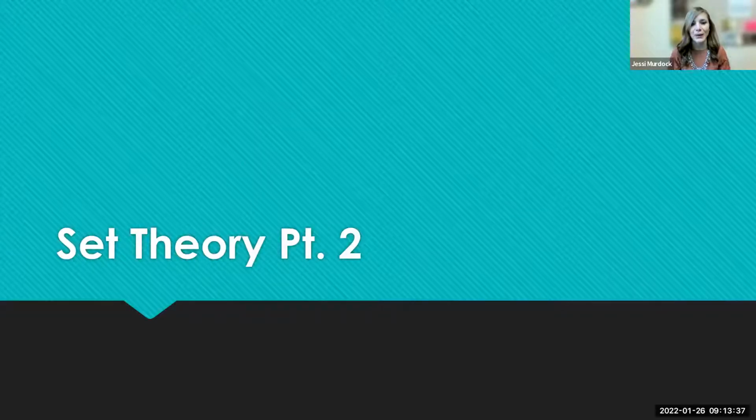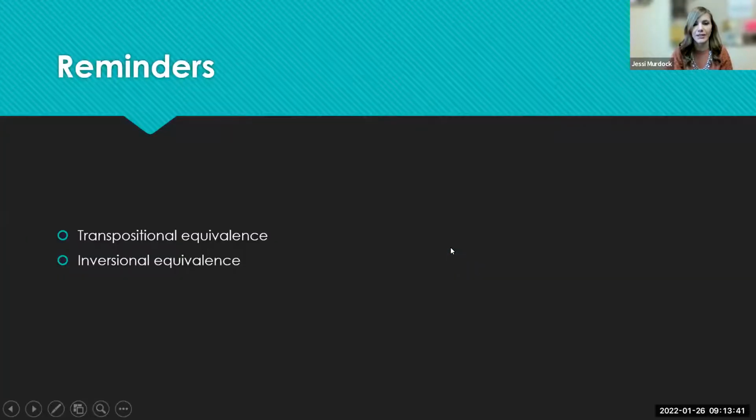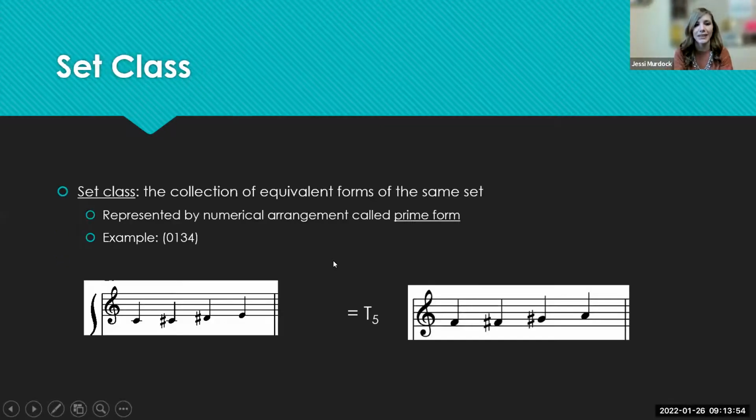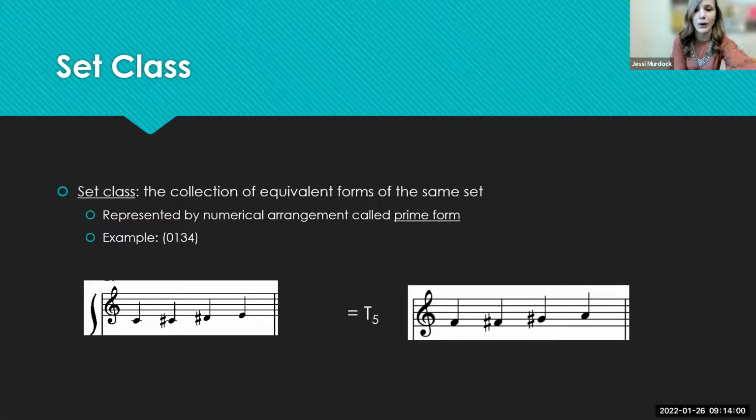All right, this is part 2 of pitch class set theory. A few reminders before we dive deeper. Remember that all pitch class sets are considered equivalent, no matter whether you transpose them or invert them. We're going to see that more today. The set class is actually represented by its prime form.